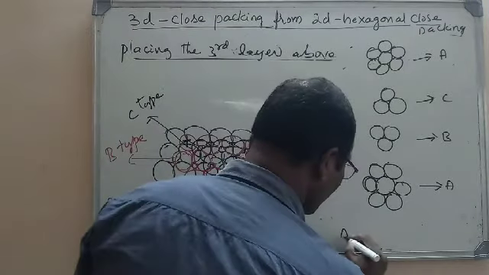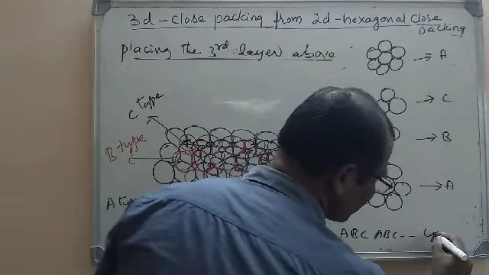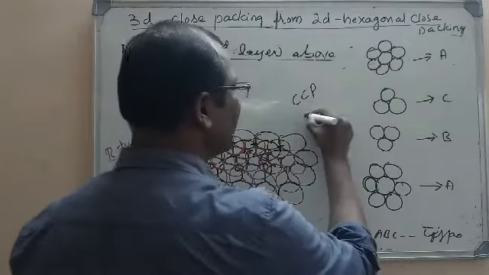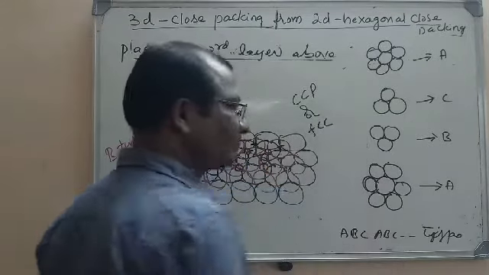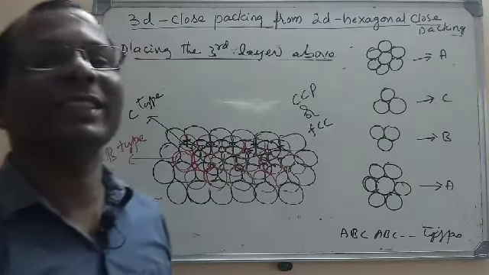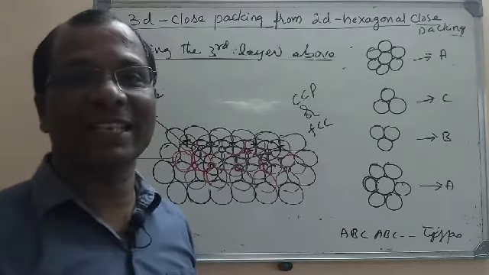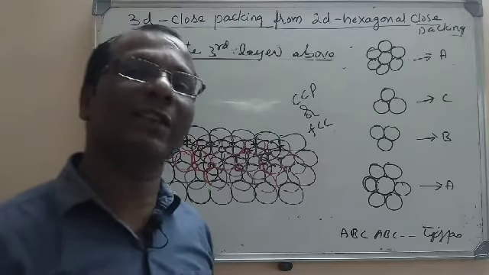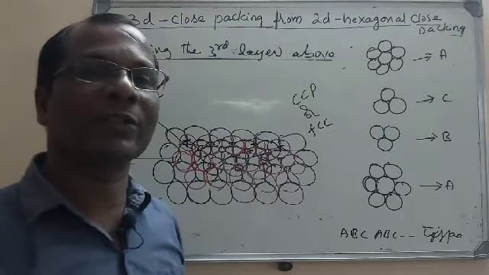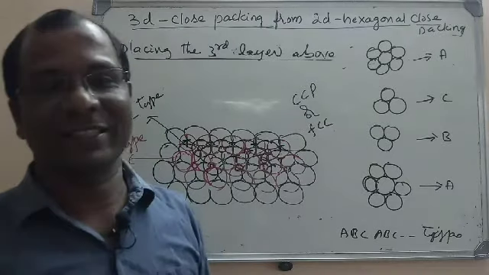Here, what is the type here? ABC, and ABC is the type of arrangement, and it is called a CCP, cubical close packing, or face centered cubic lattice. And the important thing is packing efficiency is the same as HCP. In HCP the packing efficiency was, you know, 74%. And here also the same packing efficiency.